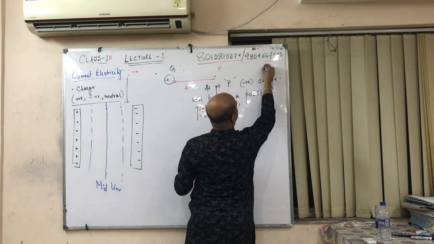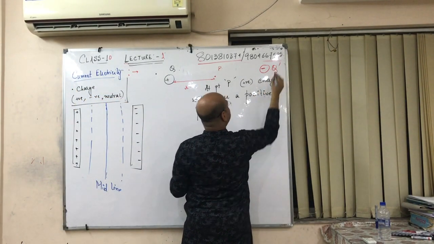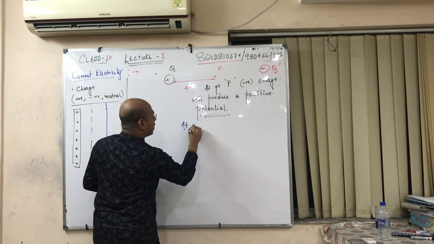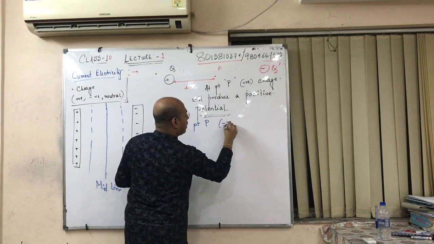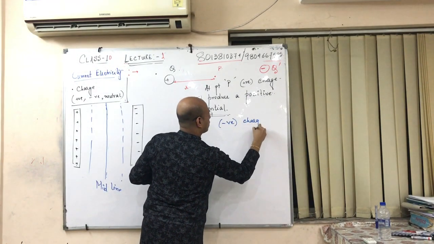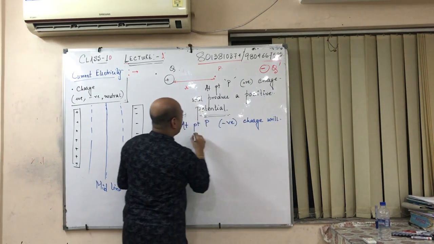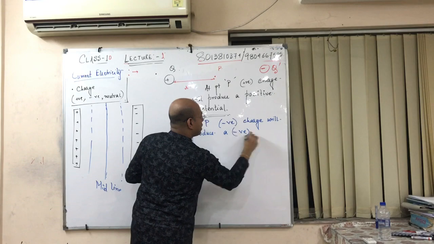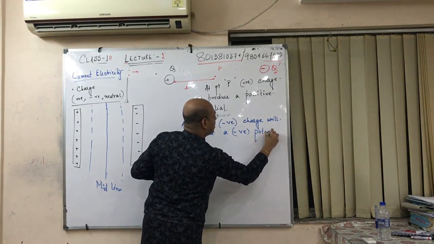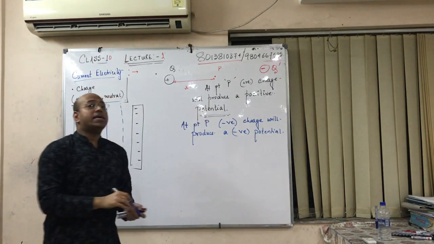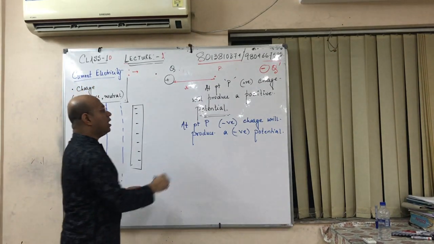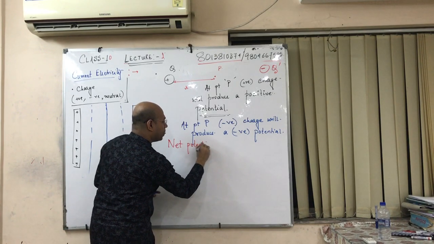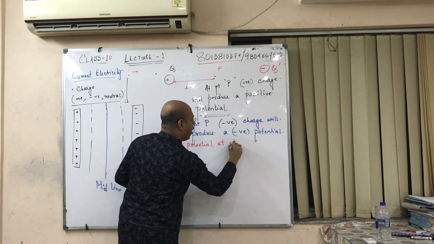Now you place a negative charge, say Q dash. So at point P, the negative charge will produce a negative potential. So what is the net potential? So I say net potential at point P.